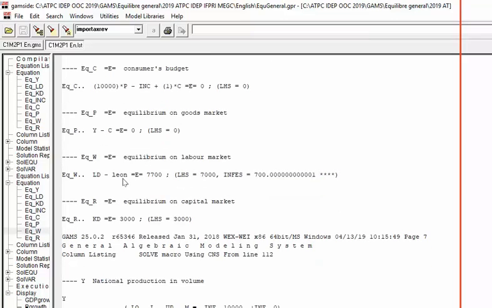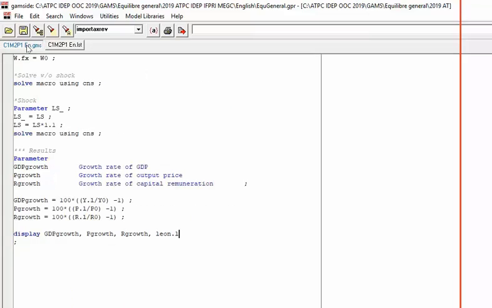So I hope you have understood how to design this very simple computable general equilibrium model.